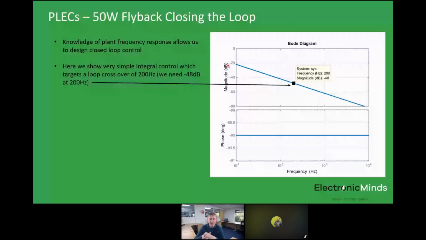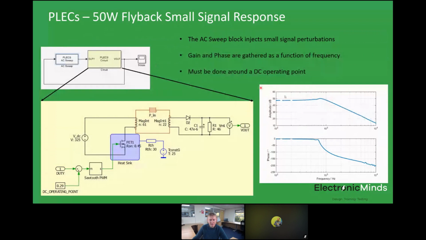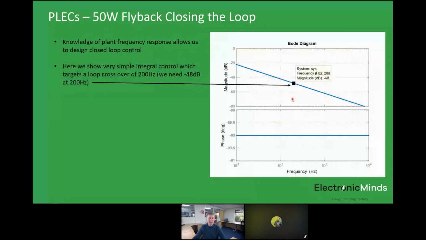So if you remember before, if I go back a slide, actually, let's say we want to cross this system over at 200 hertz, which is a very low frequency. That would put us around about here, and the gain of the power stage there is about 48 dBs. So if I design my integral control, which gives us good DC accuracy in our system, for minus 48 dBs at 200 hertz, our whole closed loop system will cross over at 200 hertz or thereabouts. And it will be stable because at 200 hertz, the phase shift of the power stage is acceptably low. In fact, it's almost zero.